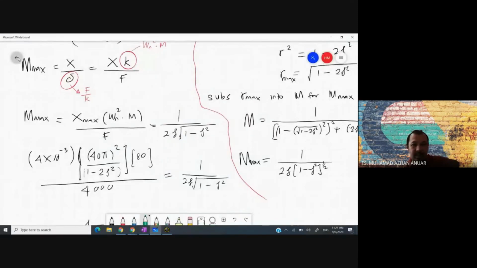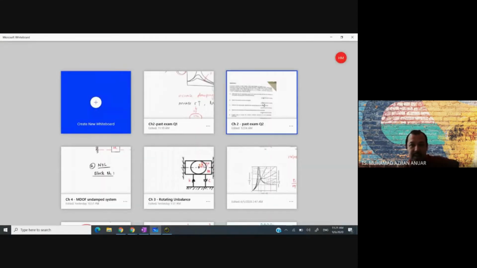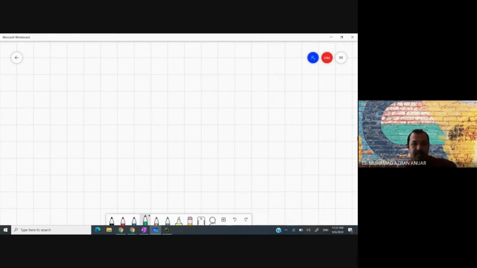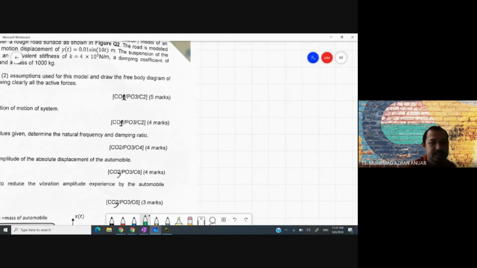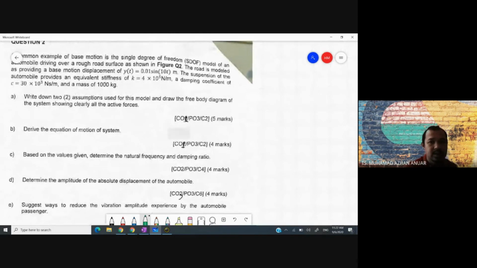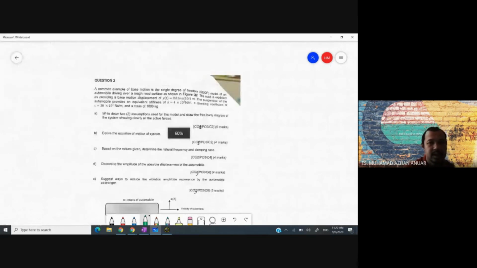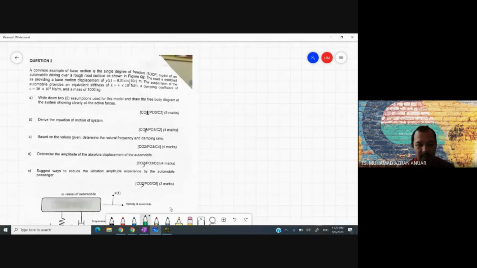So if you have no question here, let's discuss the second example. Okay, so the second example for the final exam question. We have a common example of base motion, the single degree of freedom system. So again, for chapter 3, we are still dealing with the single degree of freedom system. An automobile driving over a rough road surface as shown in figure question 2.